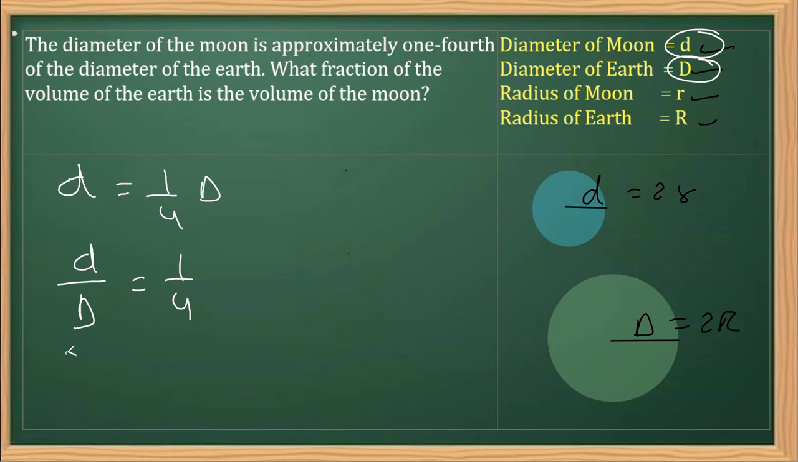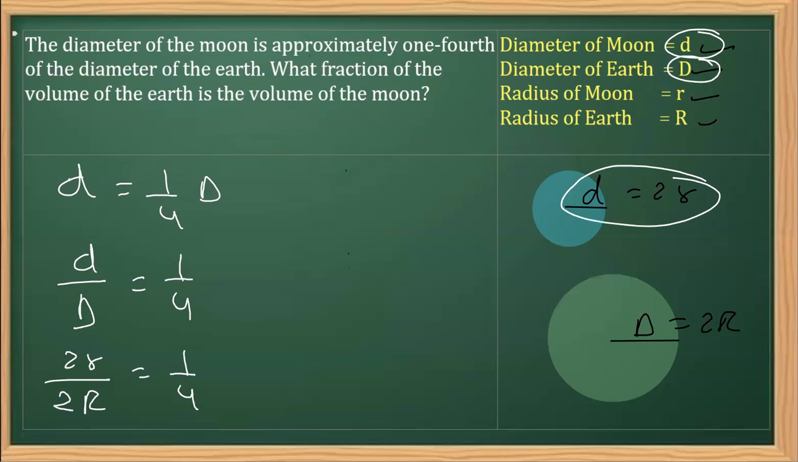Replacing this d with r, as you can see here, that is, the diameter is twice the radius. So that is a lowercase or small r, and similarly capital R over here. And we can even reduce this, 2 and 2 cancel. So we get small r over capital R is this.